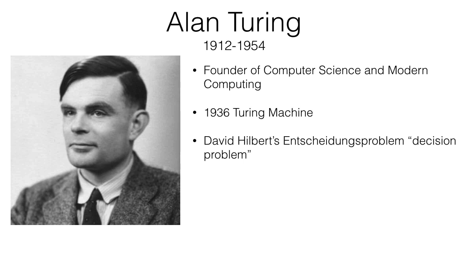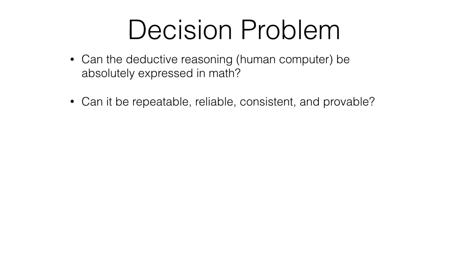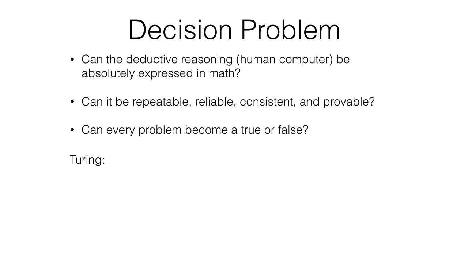So during this time, David Hilbert came up with a challenge for the world, and he termed it a decision problem. What he asked the world was, could we take deductive human reasoning and absolutely express that in math such that it can be repeatable, reliable, consistent, and provable every time? Could you take a problem and definitively say it's true or it's false? Could you break steps down into that process?